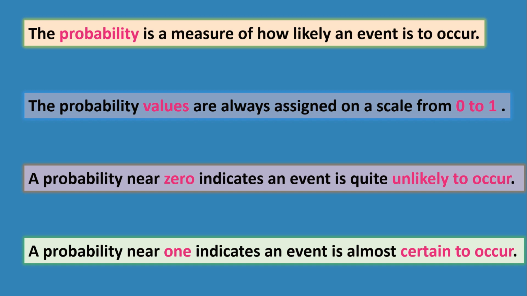Suppose the chance of being involved in a road traffic accident was 0. This would mean it would never happen. If today is Sunday, the probability that tomorrow is Monday is certain. Therefore, the probability is 1.